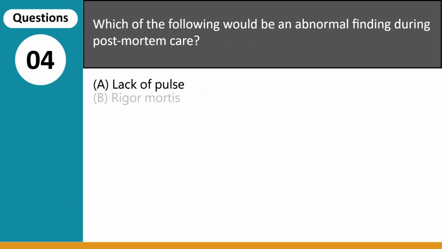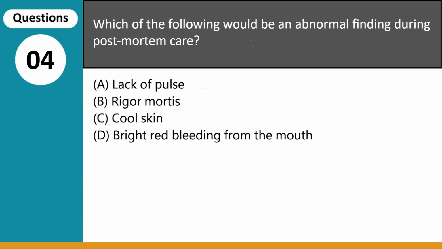Which of the following would be an abnormal finding during post-mortem care? A. Lack of pulse. B. Rigor mortis. C. Cool skin. D. Bright red bleeding from the mouth.